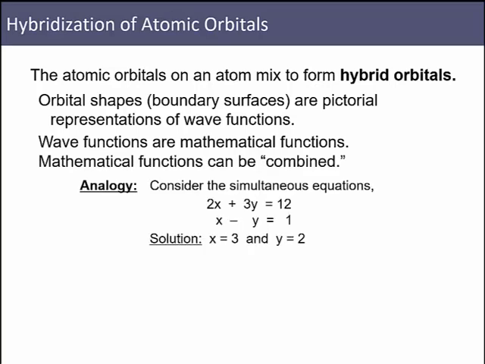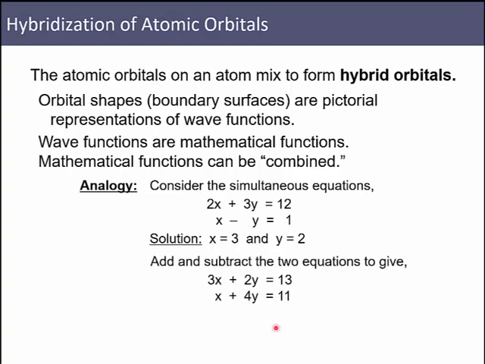So if you consider the simultaneous equations, 2x plus 3y is equal to 12, and x minus y is equal to minus 1, we can solve for both x and y. You can add or subtract equations. So if I've got an equation like 3x plus 2y is equal to 13 and x plus 4y is equal to 11, we can solve for x and y. And we're going to do something similar here with our atomic orbitals. We're just taking those 2 wave functions, running them through the math, and we're going to end up with these hybrid orbitals that are going to have a unique shape based on which orbitals we combine.